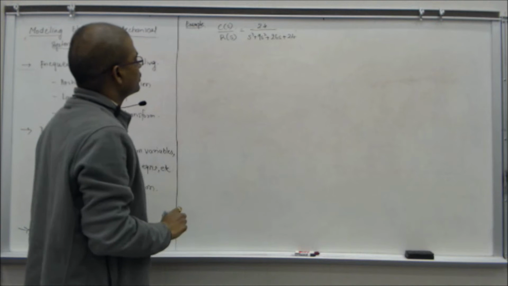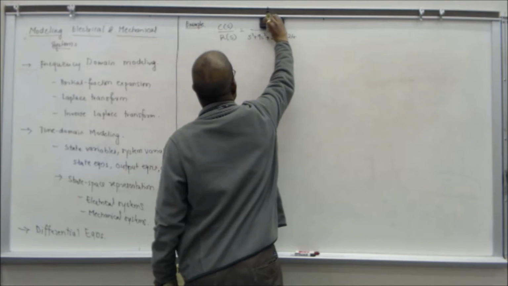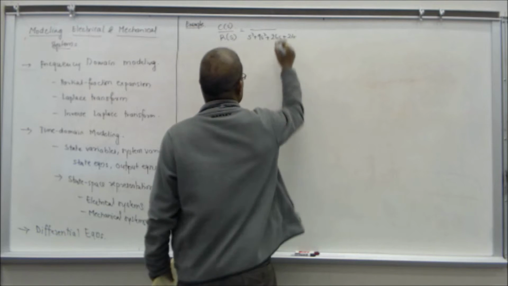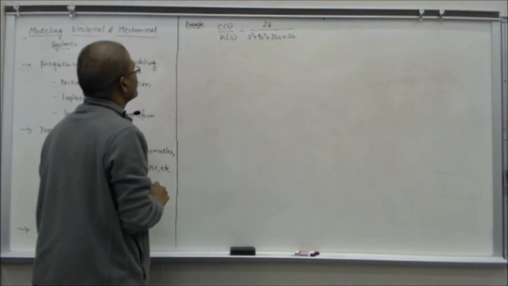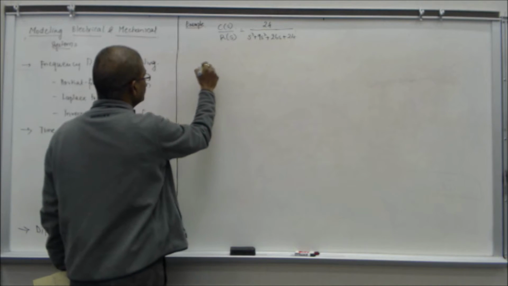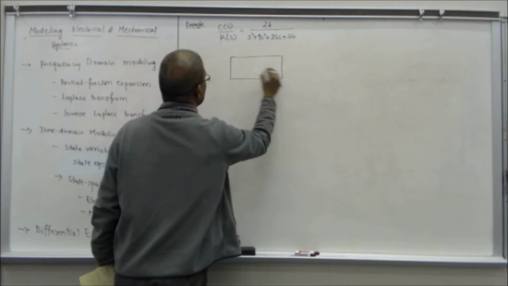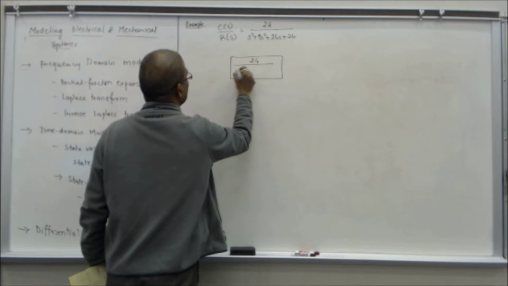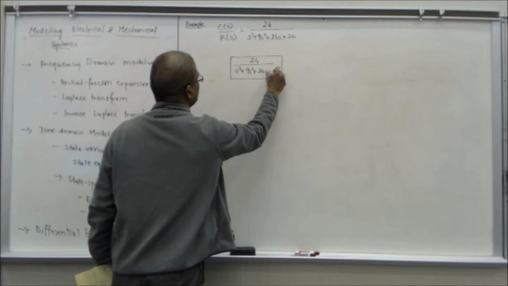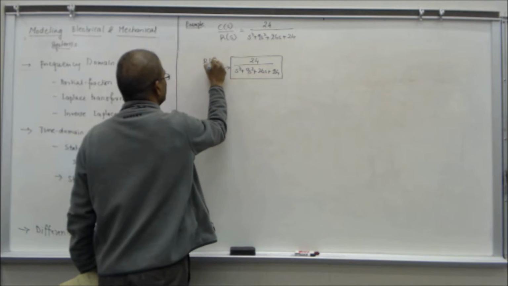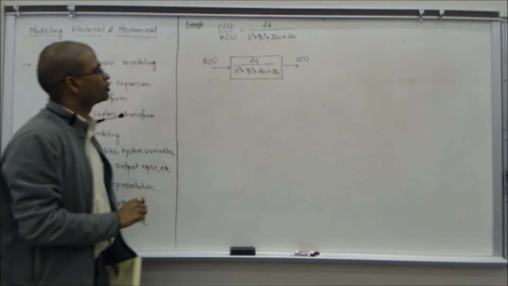Okay, 24. If you're given this, it is also equivalent to this block diagram, this simple block diagram, right? 24 over s cubed plus 9s square plus 26s plus 24, and you have a reference input or input here and the response or output on this side. These two are equivalent, okay?